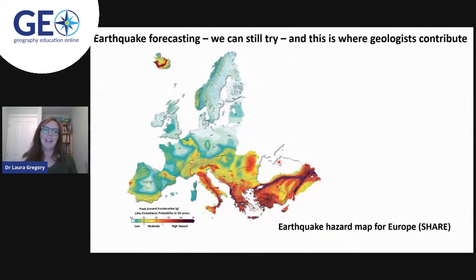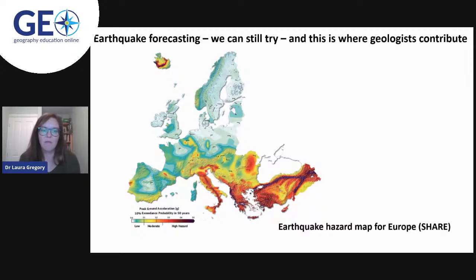Despite that complicating factor, there's a lot that we can still do. And this is where scientists and also geographers and physical geographers can contribute. So this is a map of hazard. And this is a lot of what we talk about when we're talking about earthquakes and the effect of earthquakes on society: what is the hazard and where is the hazard?